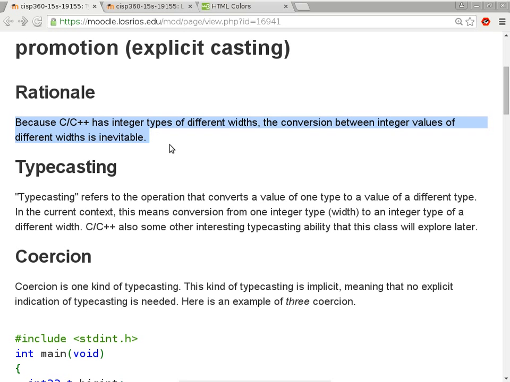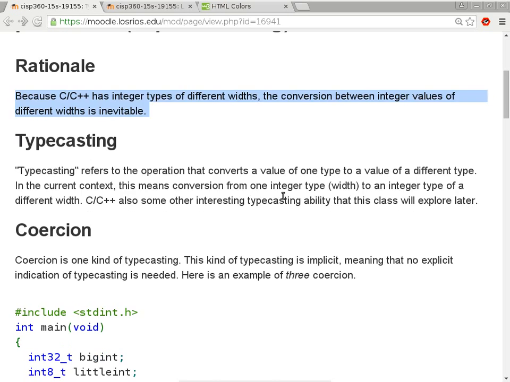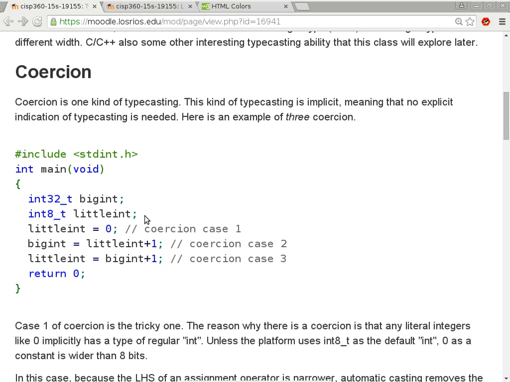Now the rationale of all of this is because we have integers of different types in C and C++. We have 8-bit integers, 16-bit integers, 32-bit, and 64-bit. So the question now is, if I try to use different types of integers and mix them up, can the C and C++ compiler deal with it? That's the question.